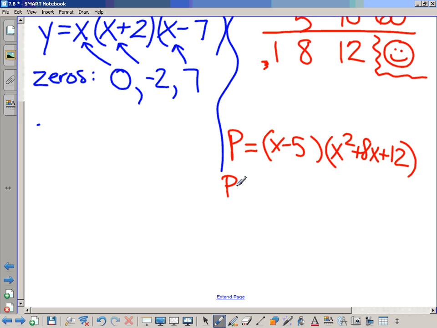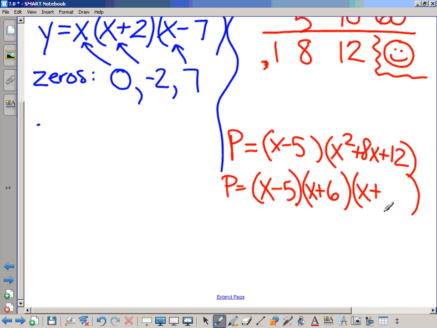So this polynomial p can be broken up into x minus 5 times x plus 6 times x plus 2. Because 6 times 2 is 12, and 6x plus 2x is 8x. So my zeros are 5, negative 6, and negative 2. Pretty funky looking 5. There we go. So those are the 3 zeros. Don't believe me? Graph it, check it, see if 5, negative 6, and negative 2 are the zeros. Good night.